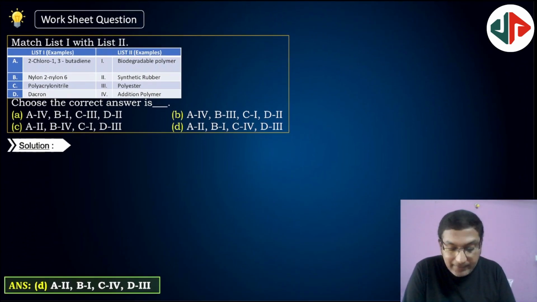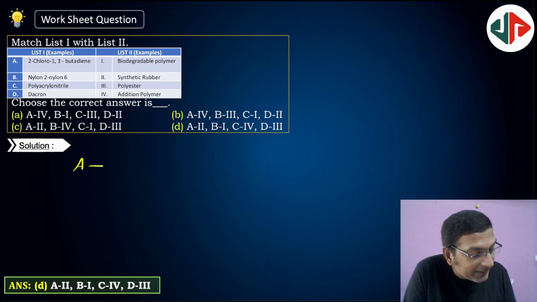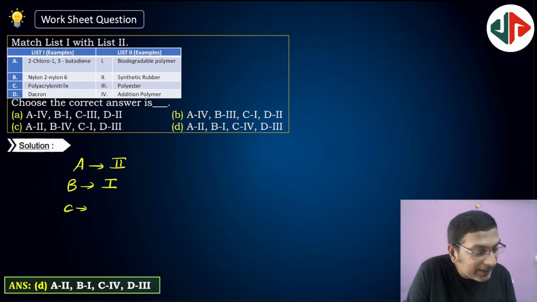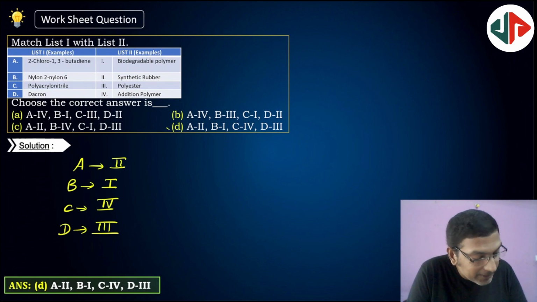Here also matching, important one. A, 2-chloro-1,3-butadiene, which is chloroprene. Chloroprene means synthetic rubber, A2. B, nylon 2,6 is biodegradable, B1. C, polyacrylonitrile, which is an addition polymer, 4. D, Dacron is polyester, 3. So 2143 is present in option D.